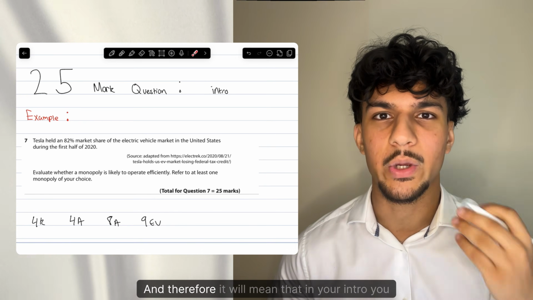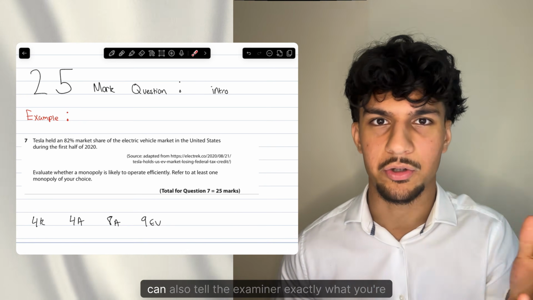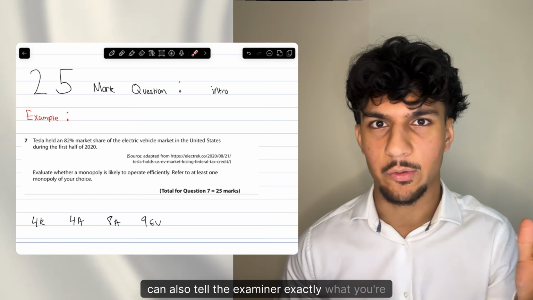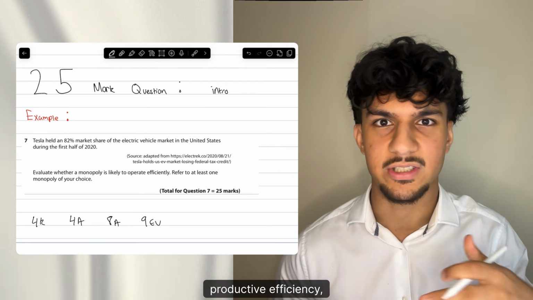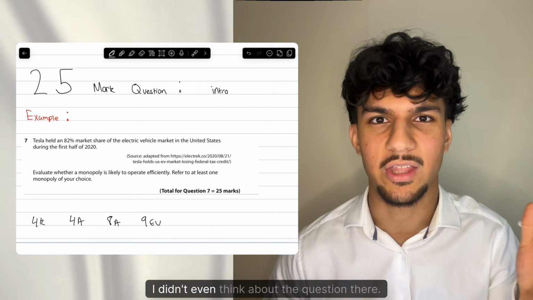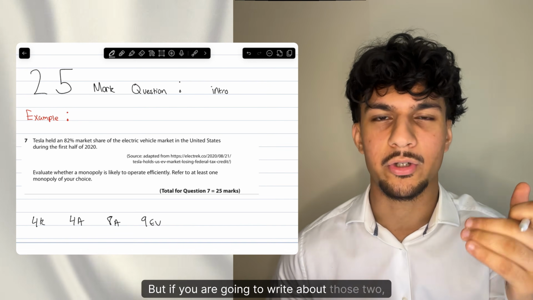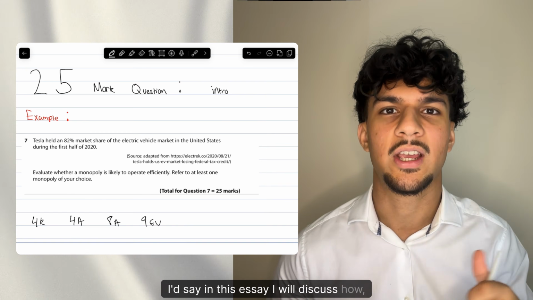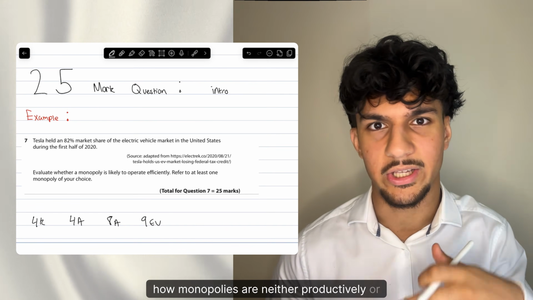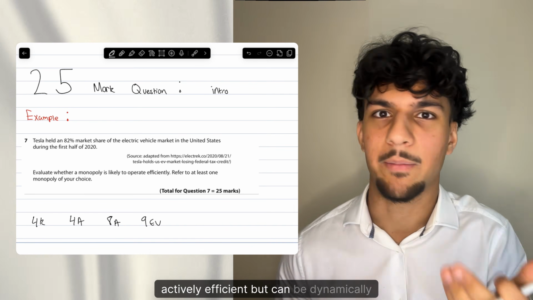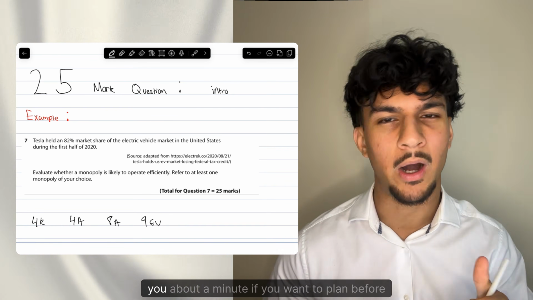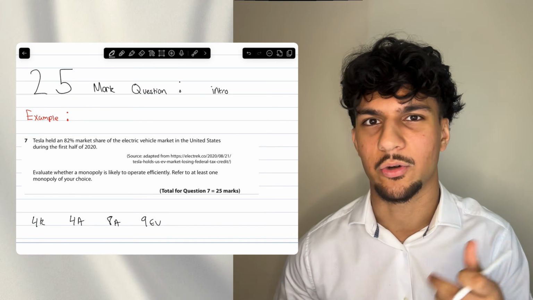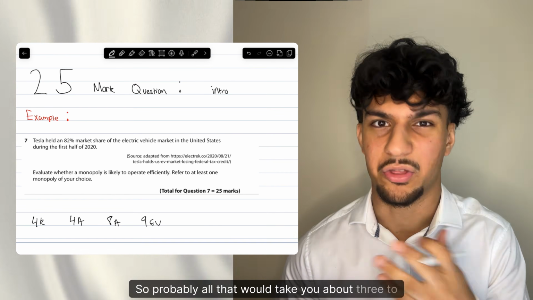And therefore it will mean that in your intro you can also tell the examiner exactly what you're going to write about. So for example, if you were going to write about productive efficiency, allocative efficiency, I didn't even think about the question there, but if you were going to write about those two, I'd say in this essay I will discuss how monopolies are neither productively or allocatively efficient but can be dynamically efficient, for example. So then after your intro, which should take you a maximum of about a minute, if you want to plan before that, probably all that would take you about 3 to 4 minutes.